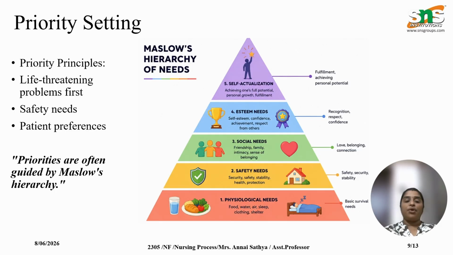Next one is priority setting. How are we able to prioritize? Not all patient problems require the same level of attention. Therefore, nurses must set priorities. Life-threatening conditions are addressed first, followed by safety concerns and then other healthcare needs. Maslow's hierarchy of needs is often used to determine priorities here. So life-threatening problems are first, safety is second, and patient preferences are third.